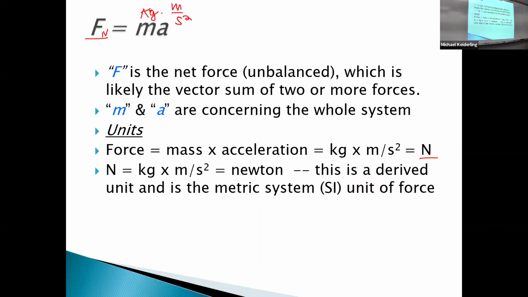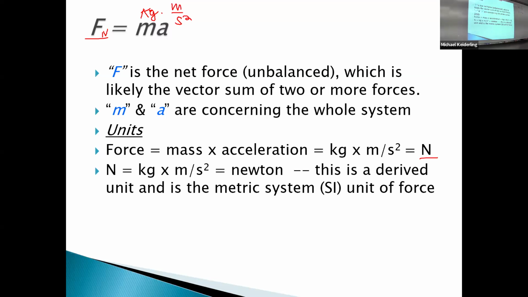The force here is the total force, or the net force, of all the external forces, which is likely the sum of 2 or more forces. The mass and acceleration concern the whole system. Units-wise, force is in newtons, mass is in kilograms, and acceleration is in meters per second squared. So kilograms times meters per second squared is equal to newtons. A newton, the unit of force, is 1 kilogram meter per second squared.